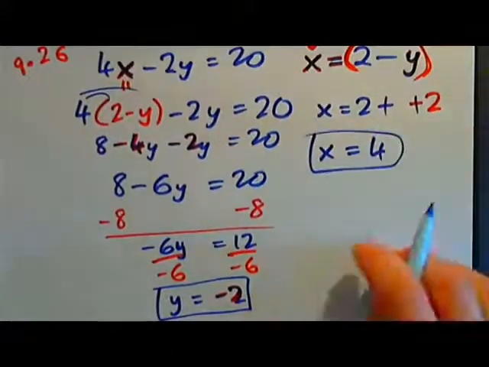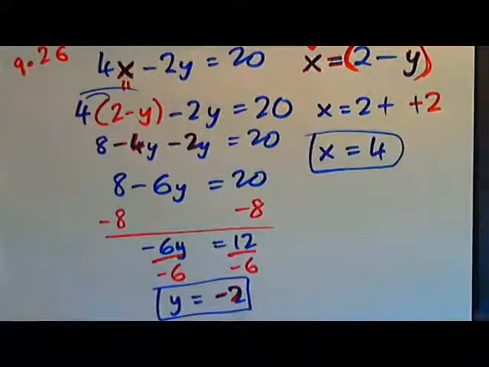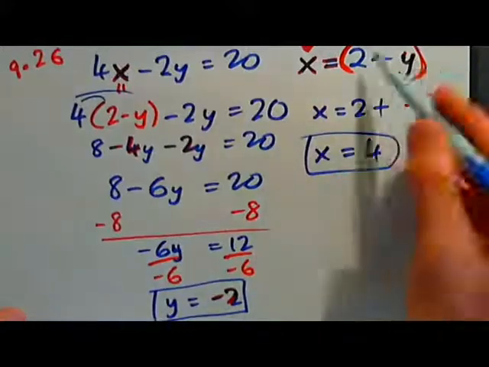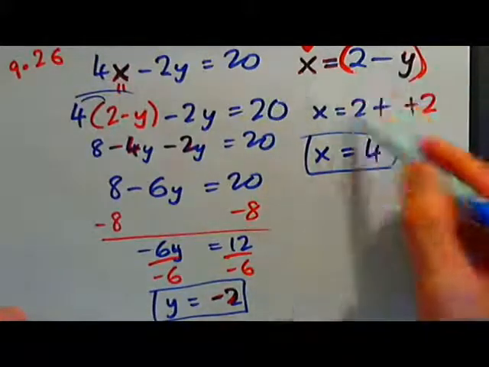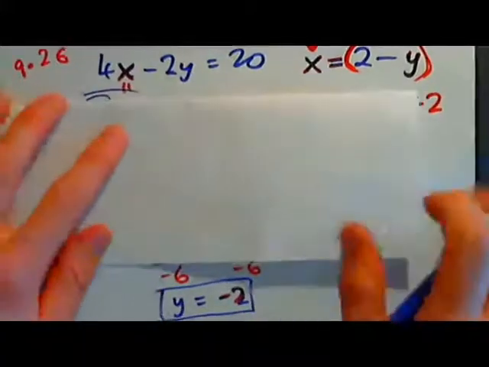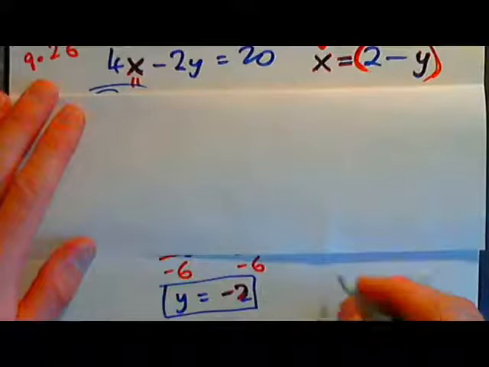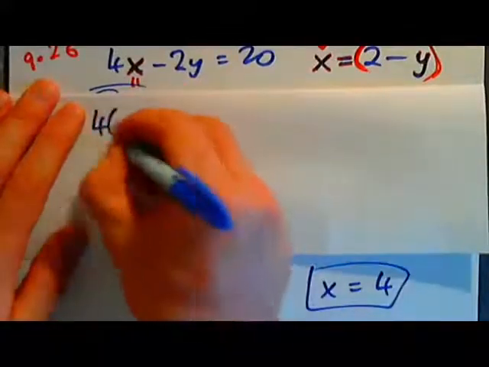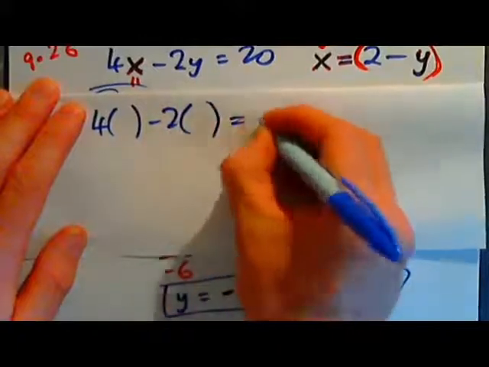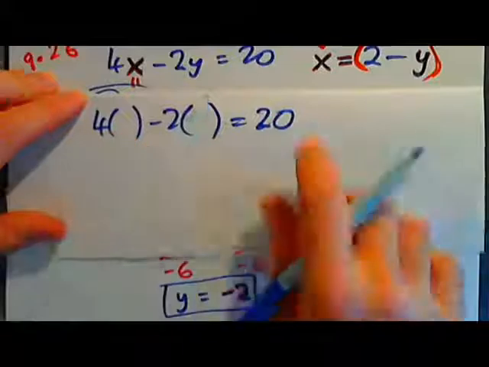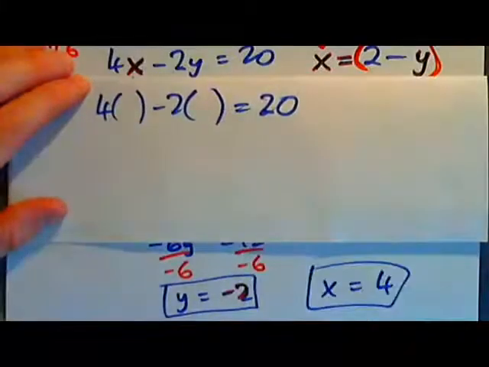There you go. And then checking the answer, if I was to check, you know, I've just kind of used this equation, right? So this one is kind of checked already. But anyway, if I was to check it, I would plug x and y into both equations. x is 4, y is negative 2. But this one is the most important one to check right here. If I plug x and y into this one, it should all work out.